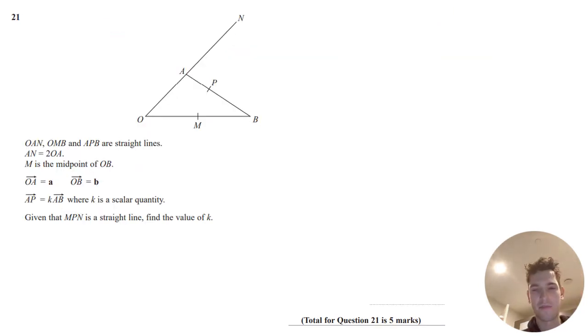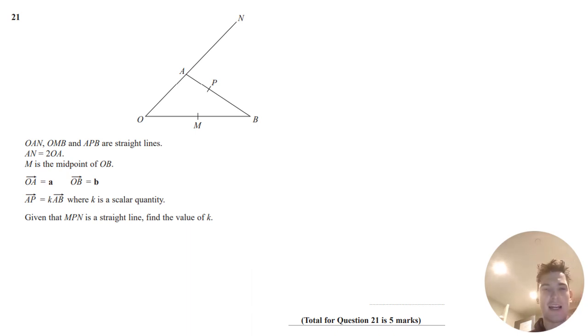Okay, question 21. This is a vector question, last question on the paper, so it is probably going to be quite tricky, and it is, but let's go through it. Now, even if you can't get all the way in this question, you can definitely get a couple of marks. So, OAN, OMB, and APB are straight lines. AN equals 2OA. M is the midpoint of OB. OA equals A, OB equals B.